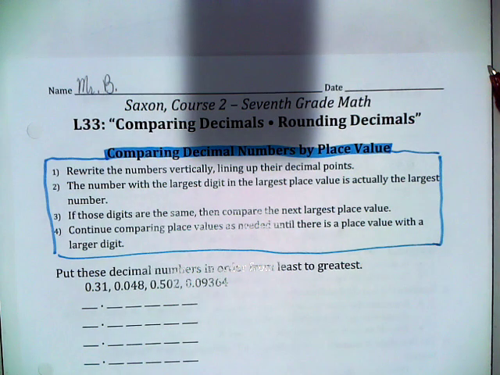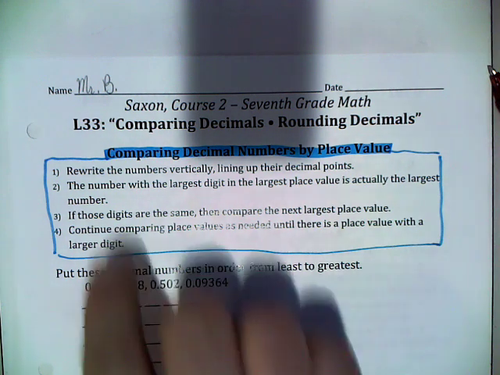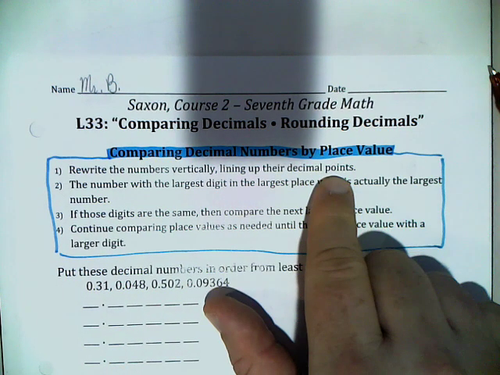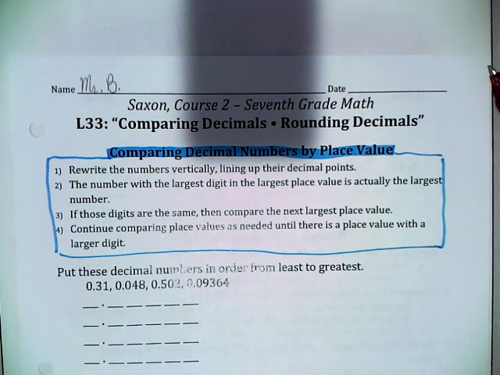So there are a couple different ways that we can compare decimals, and one is by their actual place value. So step 1, we want to rewrite the numbers vertically, lining up their decimal points. So lining up their decimal points is also going to line up all of their place values.